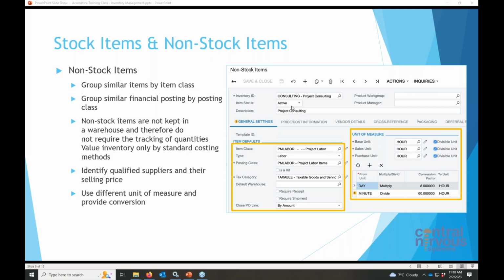In this case, we've picked up consulting or project consulting, which is a non-physical item. Its type here is labor. So project labor, and it has a posting class of PM labor. So that is going to dictate the accounts and sub-accounts that this item uses when it is used in transactions.